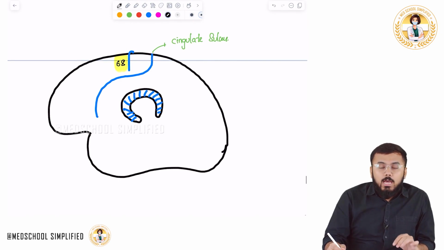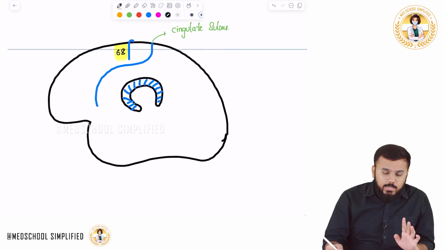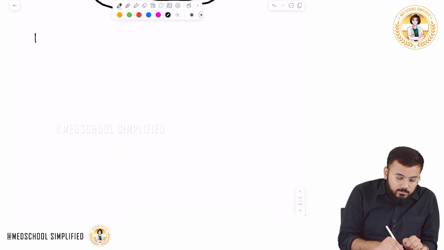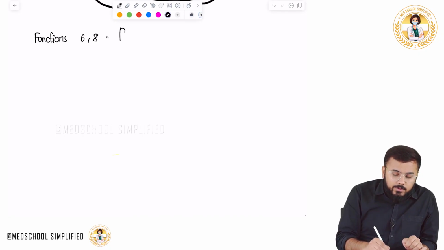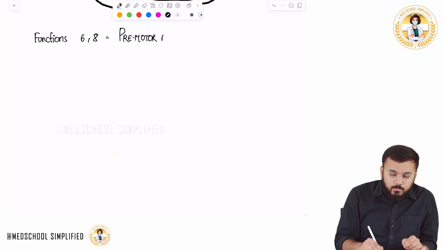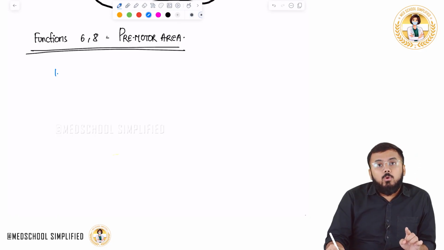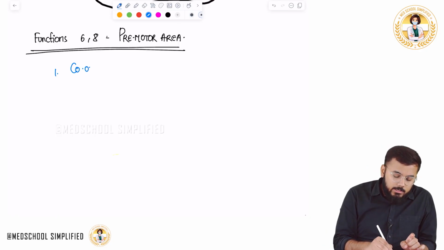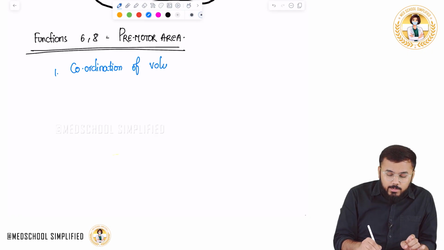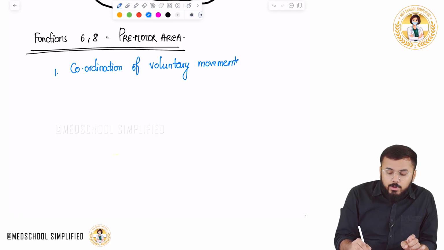So now let us see what are the functions of area 6 as well as area 8. Now coming to the functions of area 6 and area 8, it is located in the premotor area. Okay. Now, what does it do? It is responsible for the coordination of voluntary movements. Now, what do you mean by it is responsible for the coordination of voluntary movements?